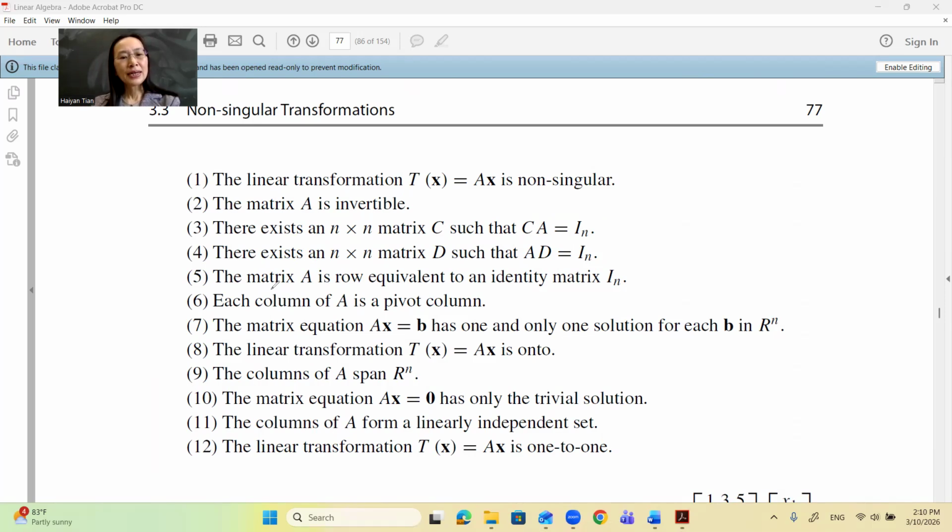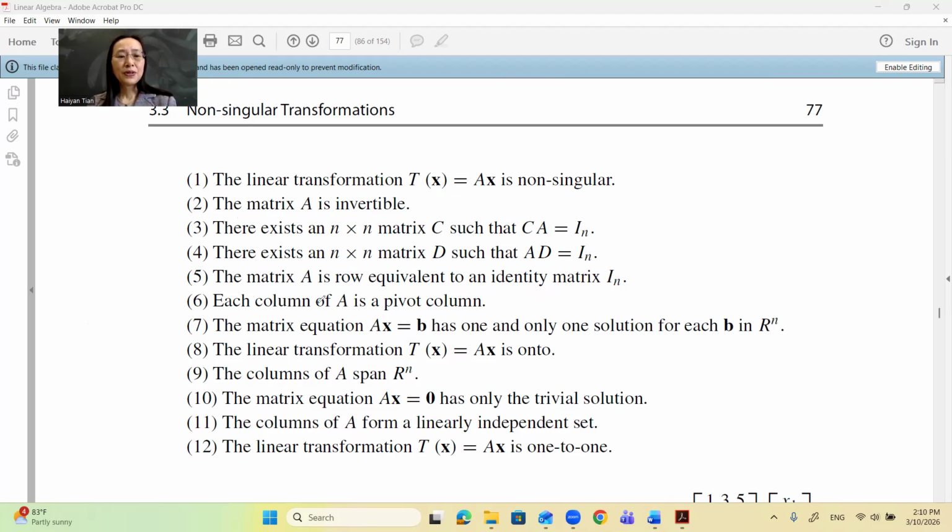The matrix A, if it has an inverse, you can reduce matrix A to an identity matrix. Actually, we used the algorithm to find the inverse of A, right? Through reduction of A to identity, then we can find the inverse. That was the algorithm. So all these are equivalent statements, and they're all implying each other.